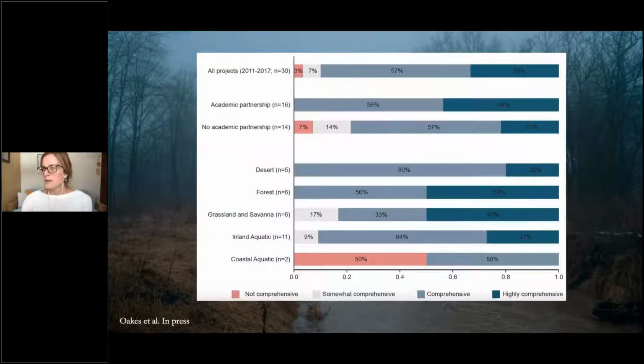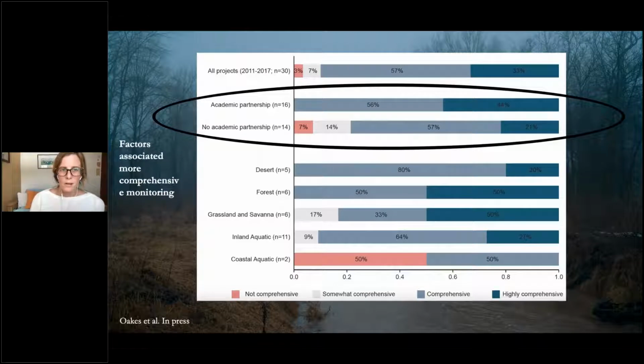And what we found, you can see on the top here is the results. So on the far end, not comprehensive in red or pink, and then dark blue being highly comprehensive, and the range that we saw across the data set at the top. So in general, we found that most were doing pretty well, comprehensive or highly comprehensive. The point that I want to highlight today was that we found that academic partnerships, so partnering with an external research arm, was really helpful in making those monitoring plans more comprehensive or more rigorous.